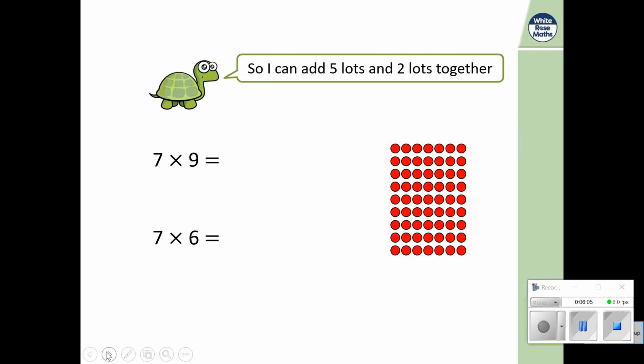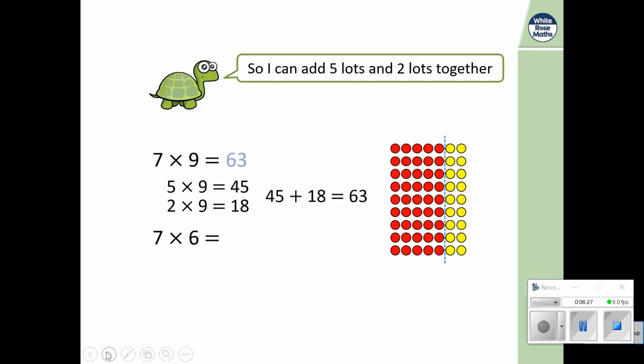7 9s. Okay, so we've got 7 times 9 here. I can split that up into 5 times 9, which is 45. I know that because we've looked at our 5 times table and our 9 times table already. I know that 2 times 9 is 18. Once again, we know those two tables. Add those together and I get 63. So I've used what I know to help me calculate the answer to an unknown.